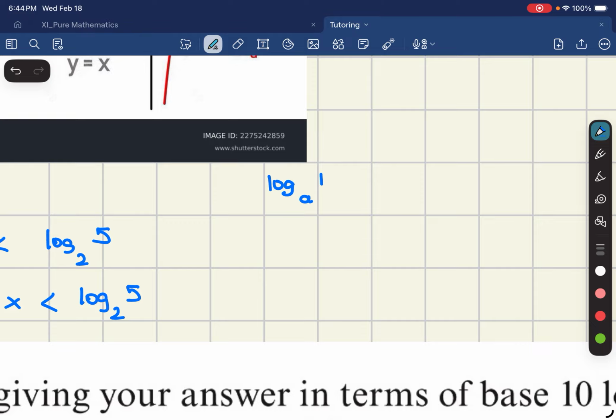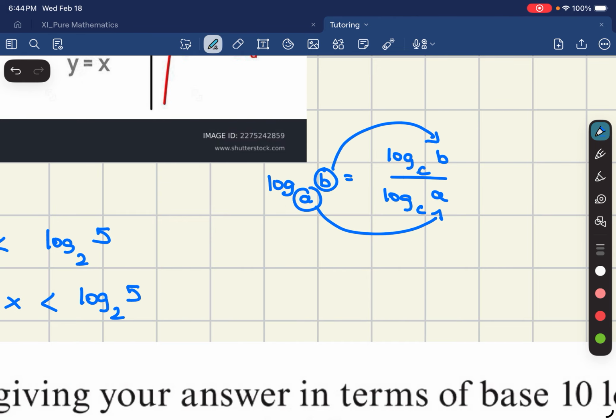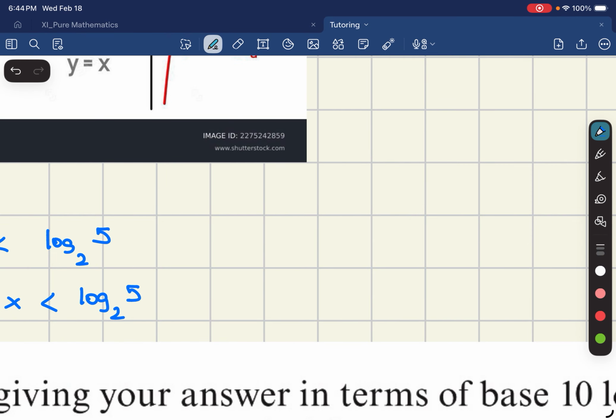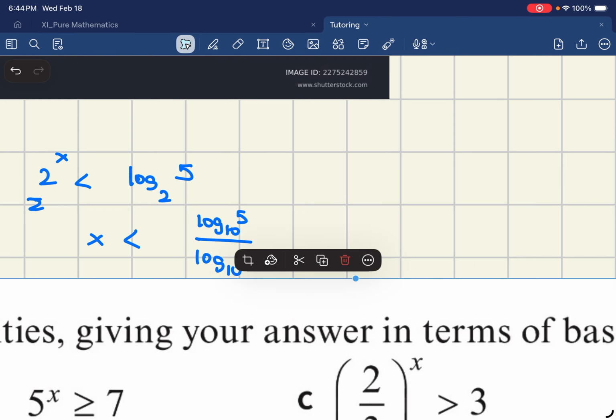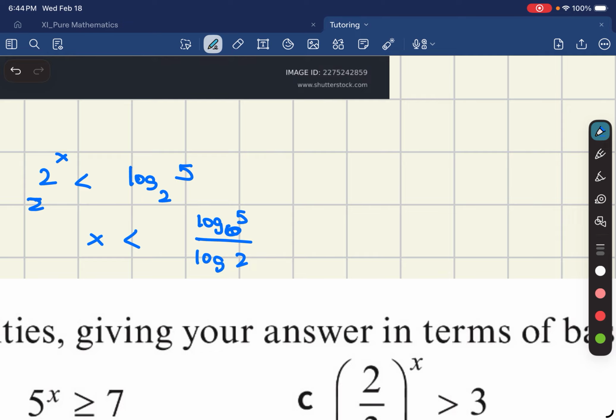But if you have log base a of b, you can write it as a fraction with a common base c: log base c of b divided by log base c of a. So log base 2 of 5, we can write as log base 10 of 5 divided by log base 10 of 2. So x is less than, and this is your answer, log 5 by log 2. And you can actually put it in your calculator. So that gives you x is less than 2.32 in 3 significant figures.